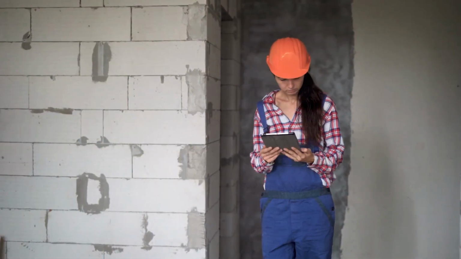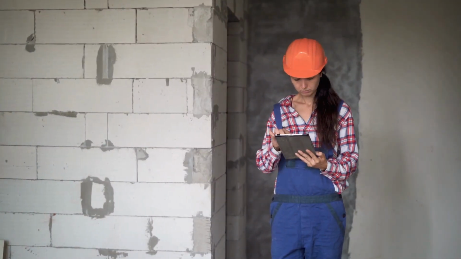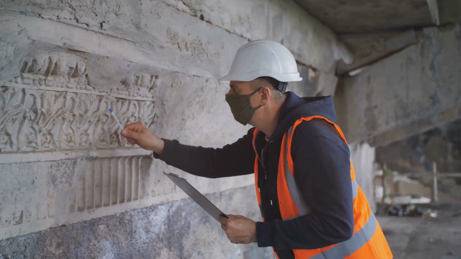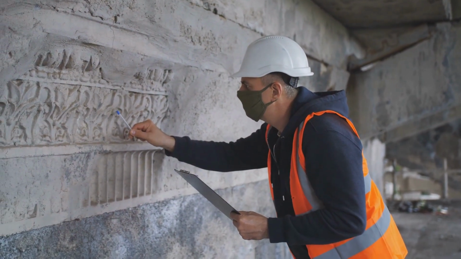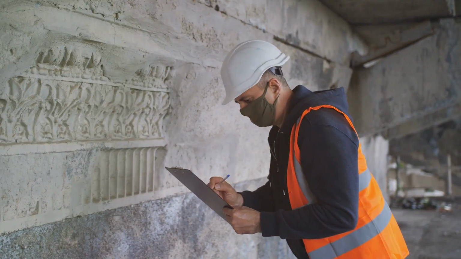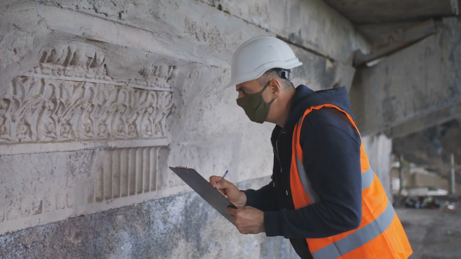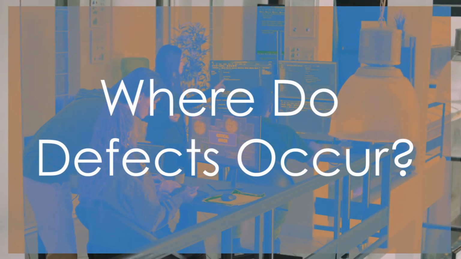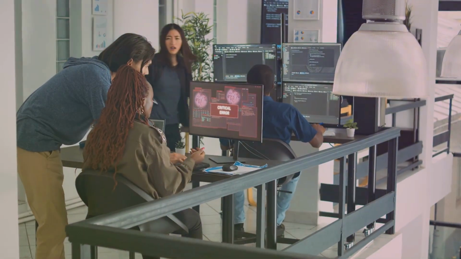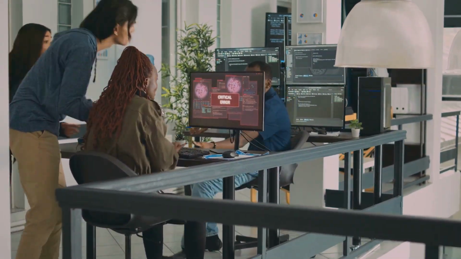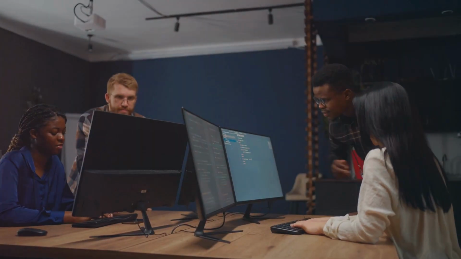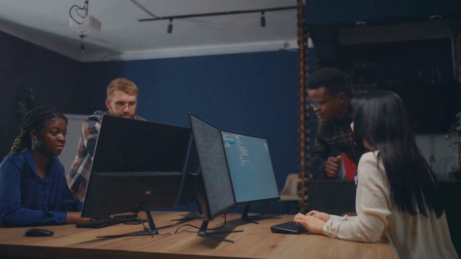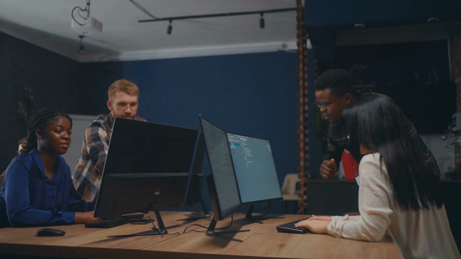So a project defect is any flaw, imperfection, or deviation in a product, system, or deliverable that prevents it from meeting its intended requirements, design specifications, or quality standards. Defects can occur in any type of project, whether it's software development, construction, manufacturing, or service delivery. Basically, a defect represents a gap between what was expected and what was actually delivered.